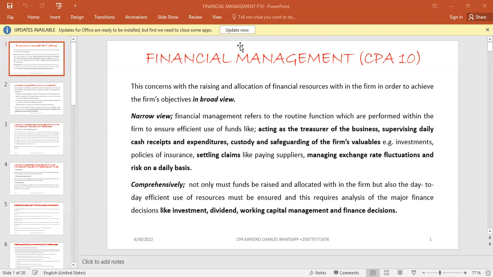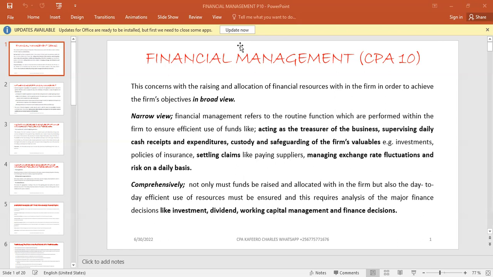Secondly, supervising daily cash receipts and expenditures. We are looking at how we are receiving the money and how we are spending the money we've received. Remember, our major aim is to make sure that we maximize the profit and minimize the costs that we are going to be incurring within the production.